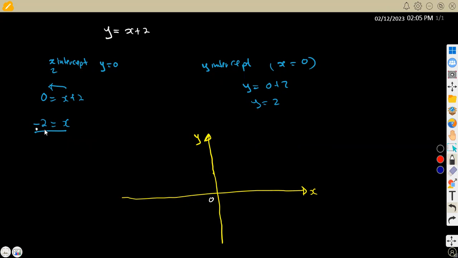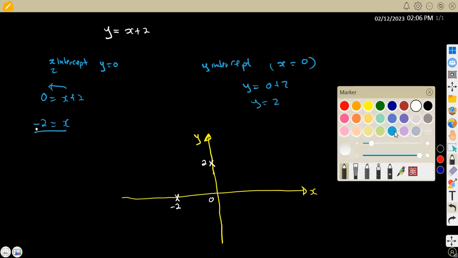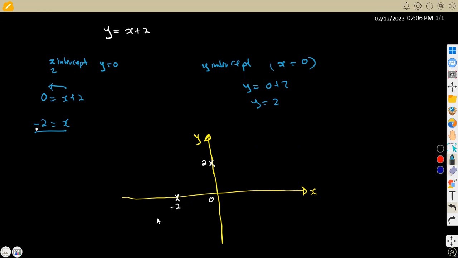Our x is at -2 and y is at 2. So this is, let's just say, our -2 here, and this is our y, which is at 2. The line was supposed to be like this, passing through -2 and 2. This is the graph of y equals f of x, which is x plus 2.